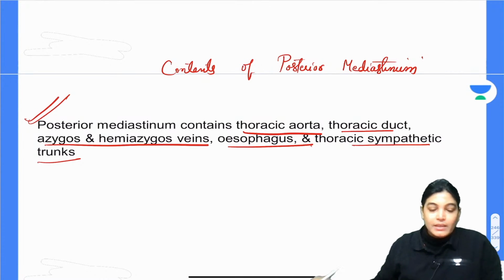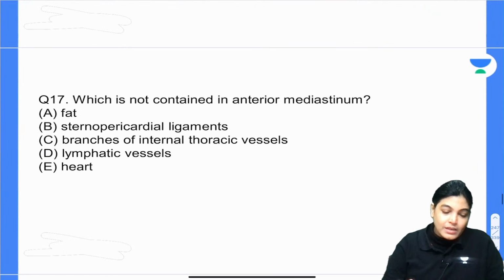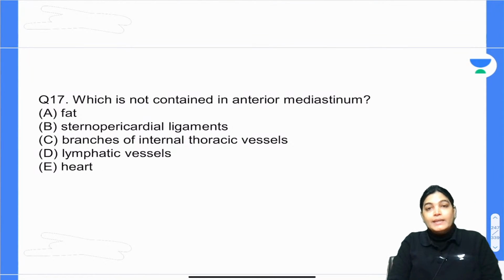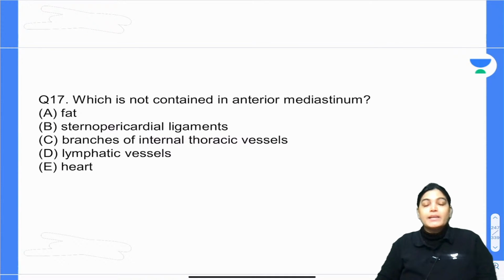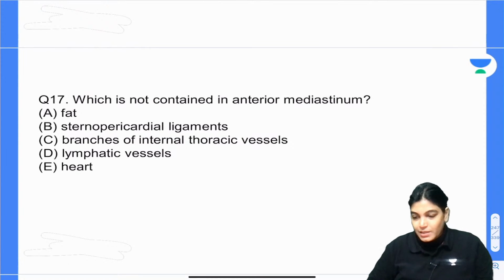Got it, everyone? So yes, let's move on to the next. Which is not a content of anterior mediastinum? So here options are given. This is another MCQ which is targeting the contents of anterior mediastinum. Fat, okay, it's a content, but it's not a definitive content, fat is located in many places. Sternopericardial ligament, branches of internal thoracic vessels, lymphatic vessels, or that of the heart. So easy one only. Please mark the correct answer.